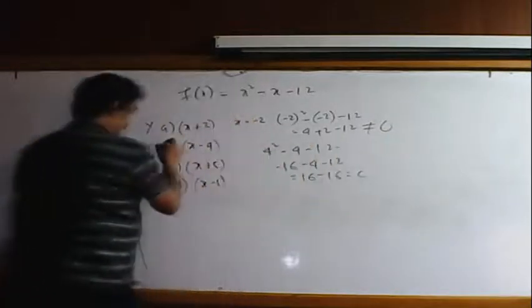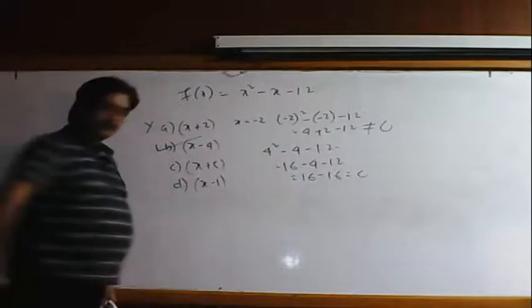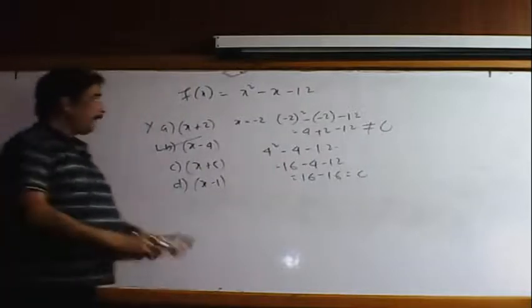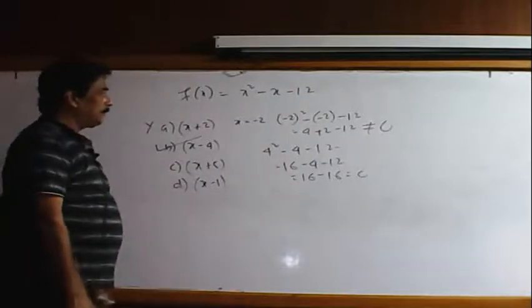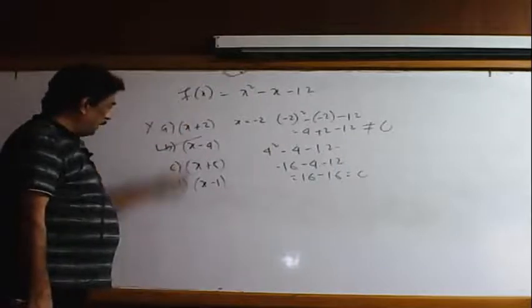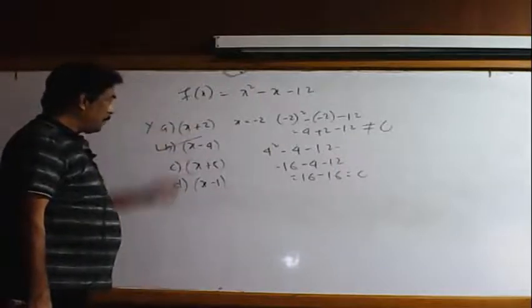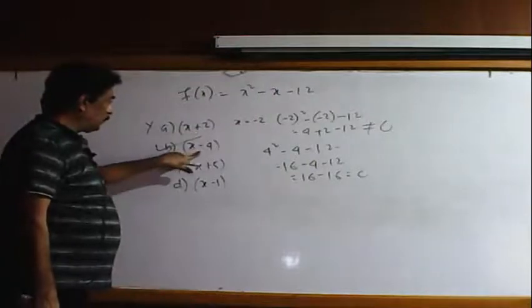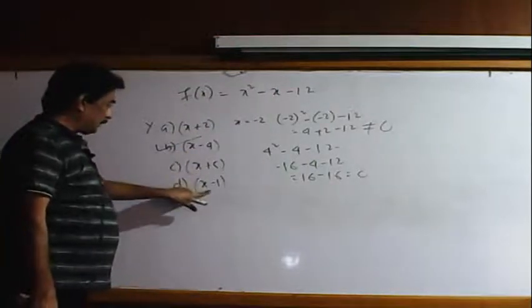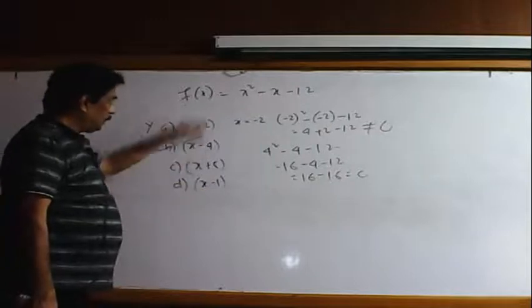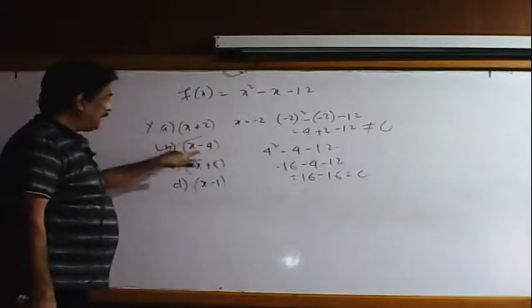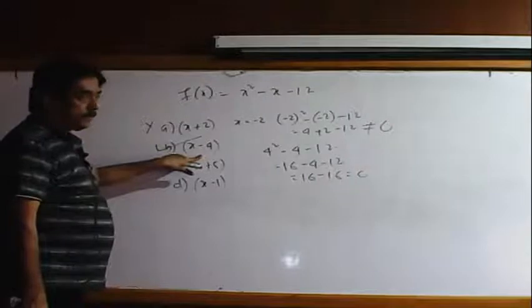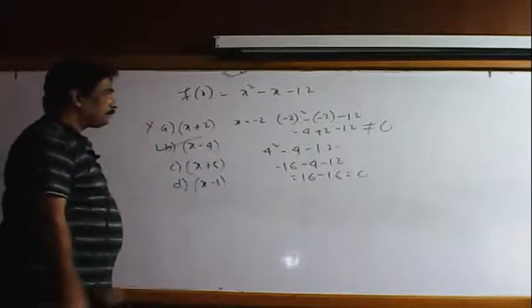So, it is proved that x minus 4 is one of the factors of the given expression. Now, question: f(x) = x square minus x plus 12. Which one is a factor of the given expression? Here, put x equal to minus 2, put x equal to 4, put x equal to minus 5, put x equal to 1. For which case the expression value becomes 0, that will be a factor of the given expression. This is your first pattern.